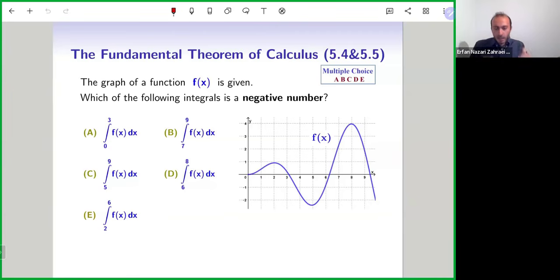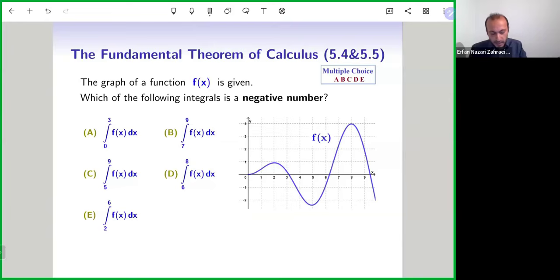So we know that something above the x-axis is counted as positive in a definite integral, and something below the x-axis is negative. So basically what we want is to have a part of the function which is negative. Or if we have both positive and negative, the negative part should be bigger. So let's check each of them separately, one by one. 0 to 3. From 0 to 3, we are talking about this area. This area is above the x-axis. This is a positive number. So that's not our answer.